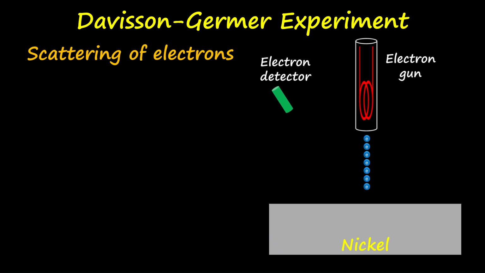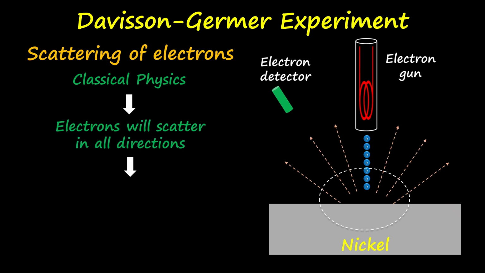In 1927, Davisson and Germer were conducting an experiment to study the scattering of electrons. The experimental setup consists of an electron gun, an electron detector, and a nickel block. The beam of electrons was incident on the nickel block, and based on classical physics, they were expecting the electrons to be scattered in all directions.